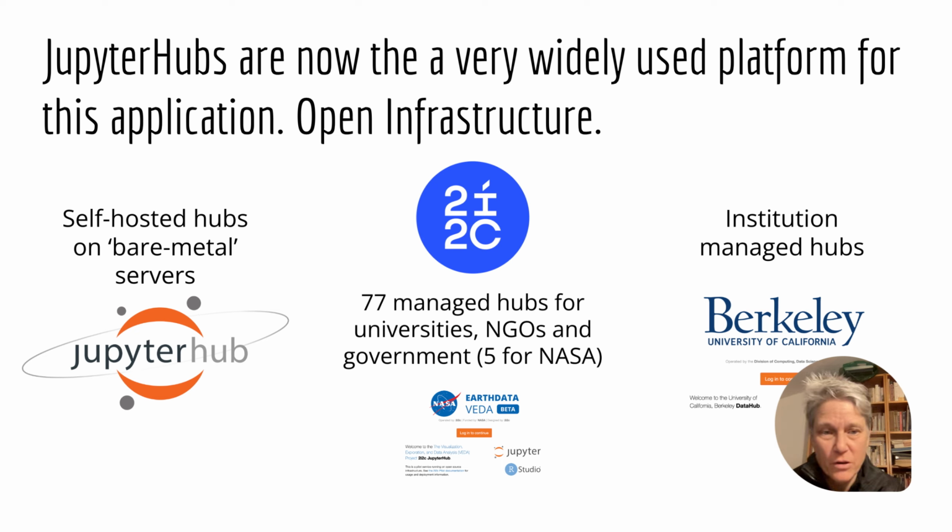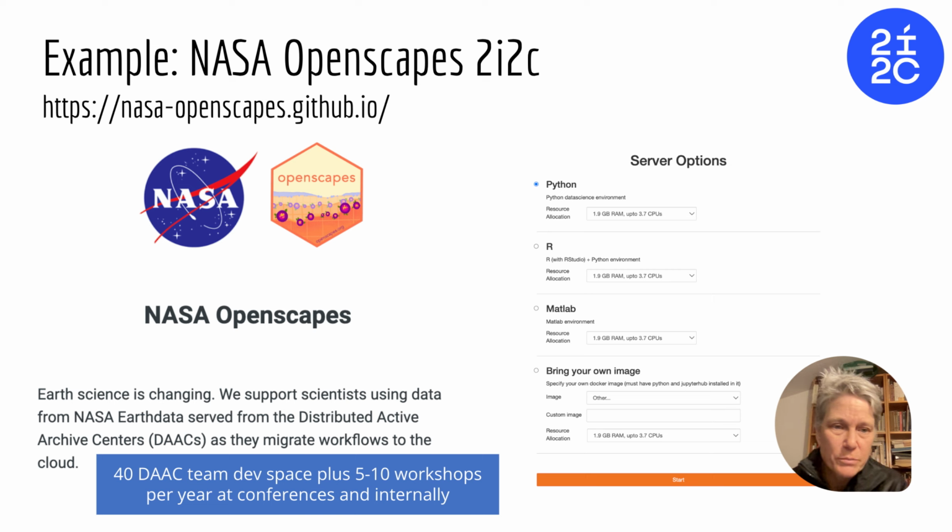However, another option is a hub that's managed by an outside group, and 2i2c is a group that manages a lot of hubs for universities, NGOs, and government, and I've worked a lot with the 2i2c hubs. So this is an example of a 2i2c hub that NASA OpenScapes has. This is used by the NASA data centers for all their workshops. They develop tutorials on this on how to work with big geospatial data in the cloud.